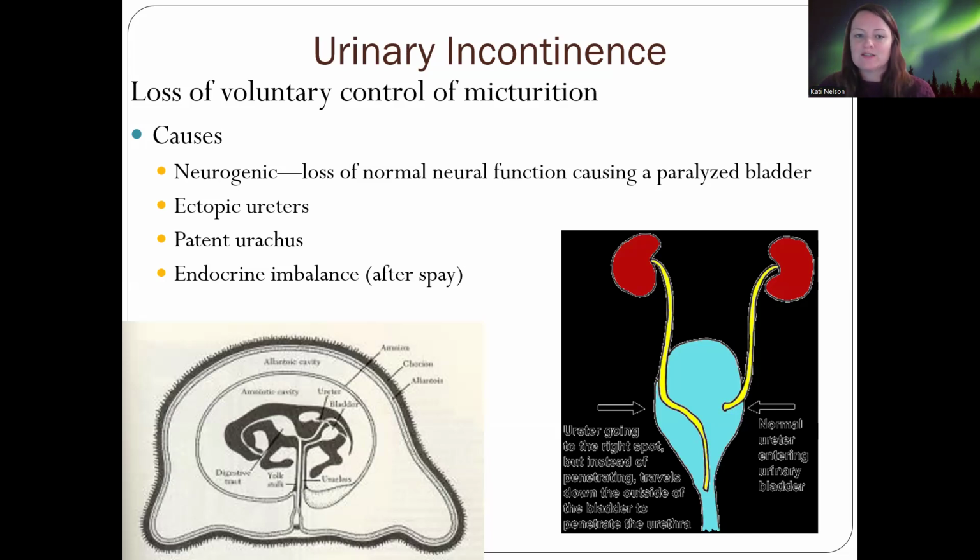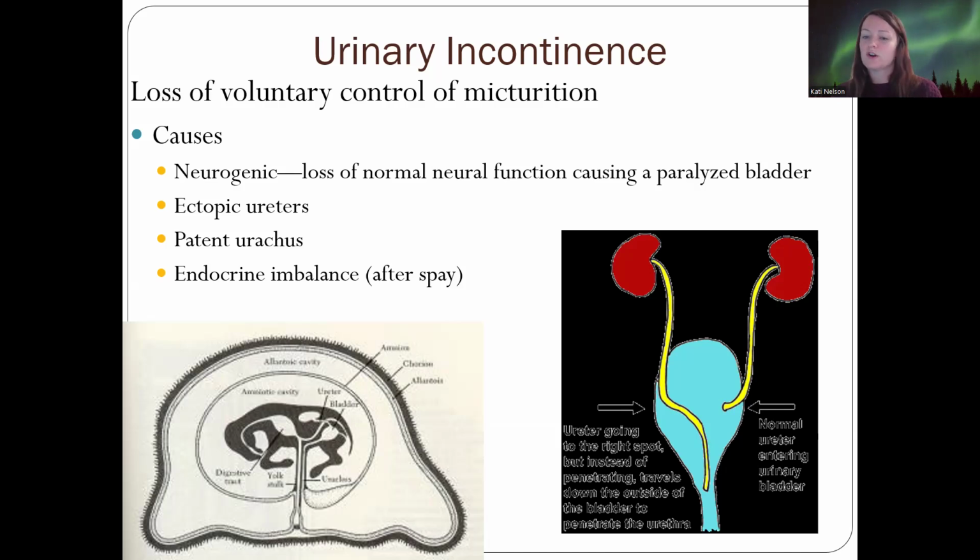So the neurogenic, so loss of normal neural function, this is causing that paralyzed bladder. That would be like maybe a patient with spinal cord disease. Sometimes with spinal cord conditions, it's really weird. Sometimes you might have to express their bladder, and other times, depending on the type of spinal cord damage, they might not have any control and just urinate, right? So it could go both ways.